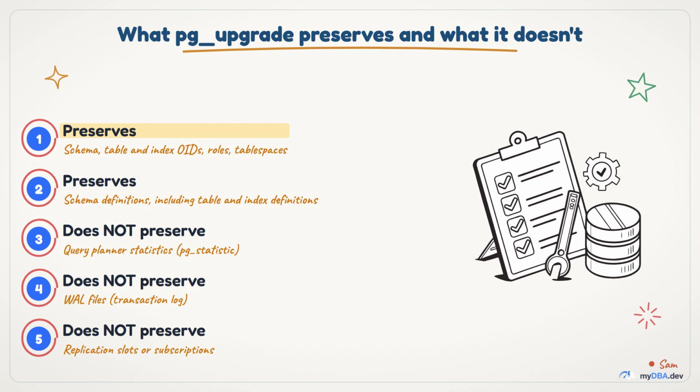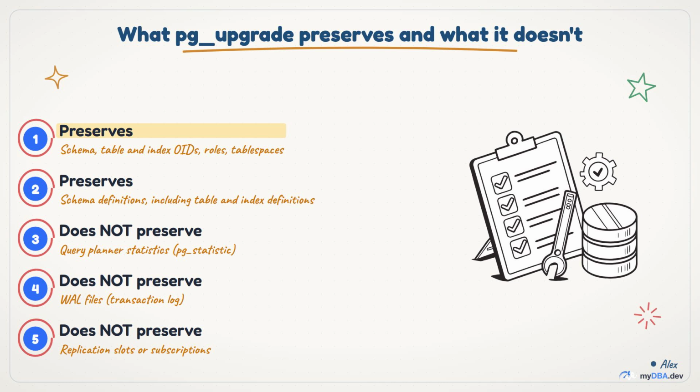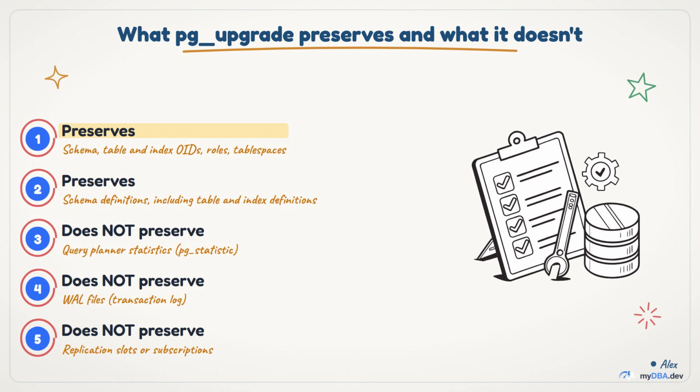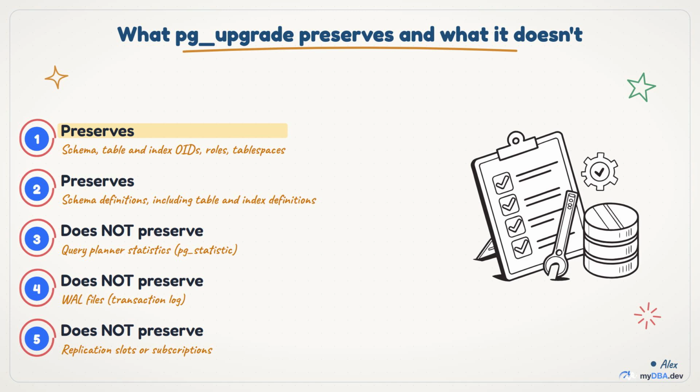So after the upgrade, the planner has no idea about data distribution? Right. Every table starts with default statistics, no column histograms until ANALYZE is run. That's why the first trap is missing statistics after an upgrade, and we'll come back to that. The point is, PG Upgrade is a catalog operation, not a logical dump, so anything that lives outside the catalog or is version specific doesn't transfer.